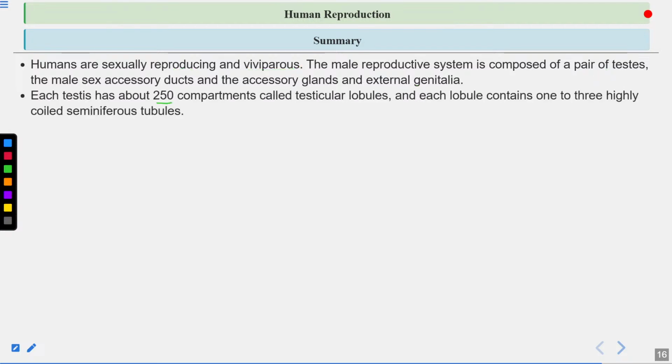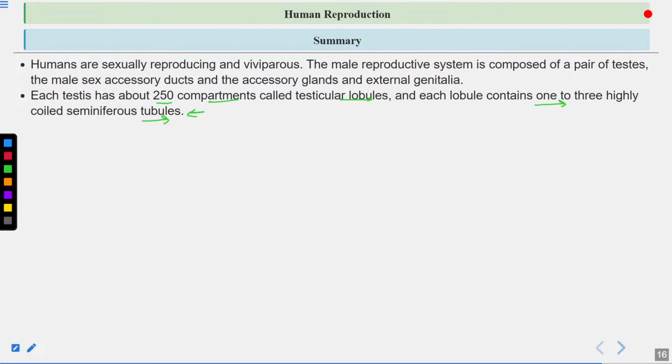Now, each testis has 250 compartments known as testicular lobules, and each lobule contains 1 to 3 highly coiled seminiferous tubules. And seminiferous tubules are the site of the spermatogenesis, means sperm formation. Then you should know why testes are present in the scrotum. Because in scrotum, lower temperature is maintained, 2 to 2.5 degrees Celsius less than the normal body temperature. This lower temperature is required for the synthesis of the sperms.